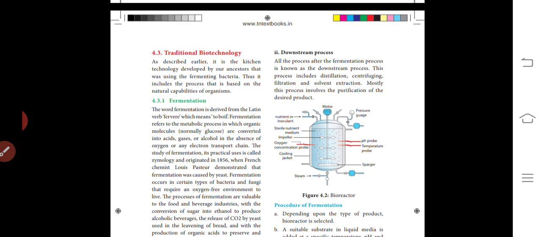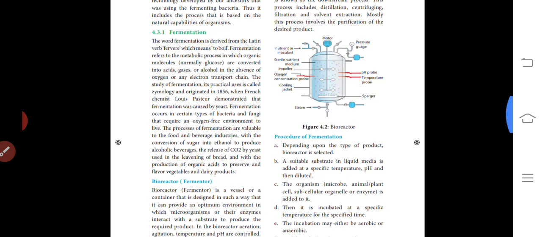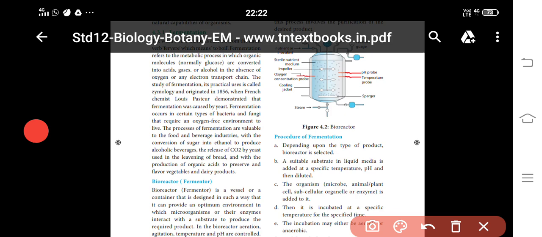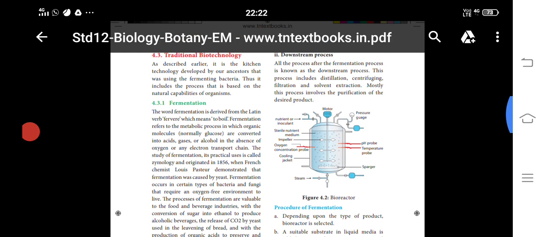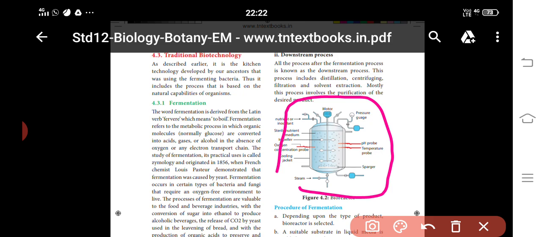So next, we learn about this bioreactor. This is the bioreactor. In this process, for obtaining the product on a large scale or commercial scale, this device is used. It is normally a steel container, at the top of which is a motor, with current passing through it. That causes the rotation of this impeller.